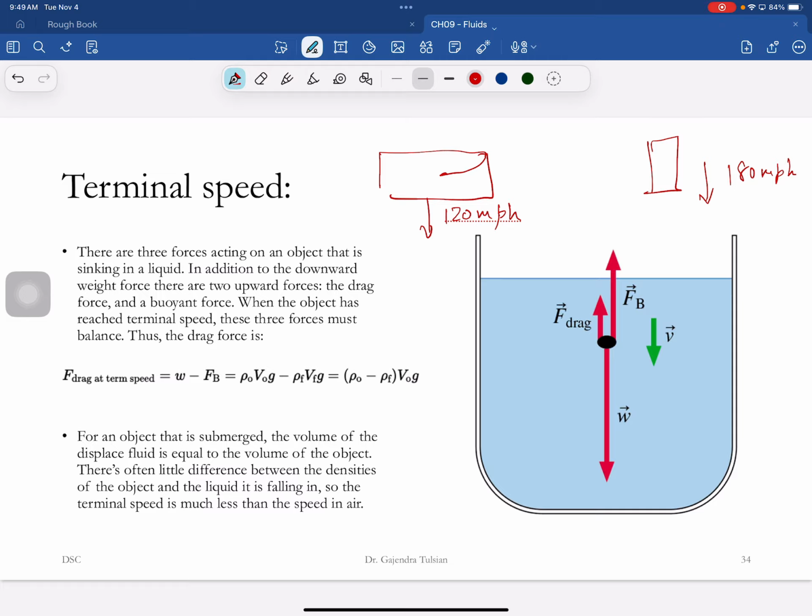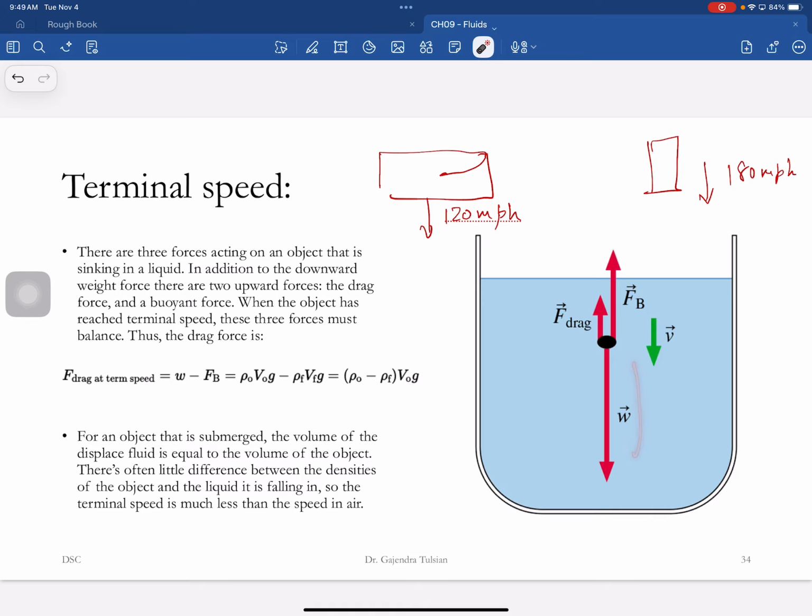Now, if you fall in a liquid, your terminal speed is much, much smaller. And here's why. When you're going at terminal speed, you're not accelerating. Here are the forces on you. This is the drag force. The drag force is due to the liquid. This is the buoyant force, and this is your weight. When you're going at terminal speed, these two forces add up to equal that. And that's why you're not accelerating.